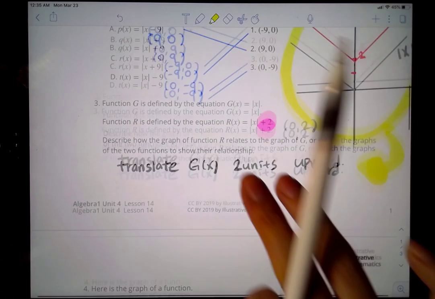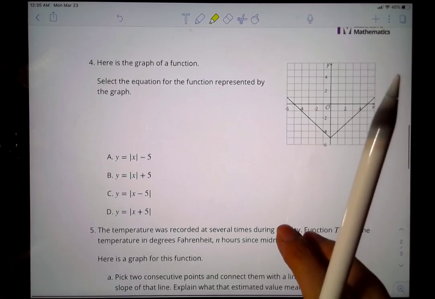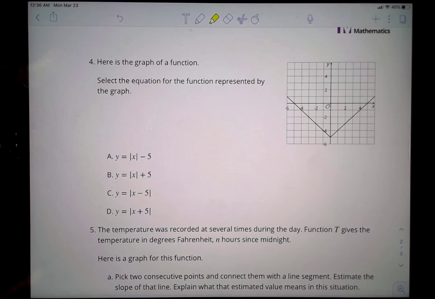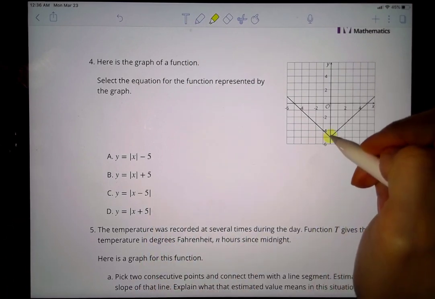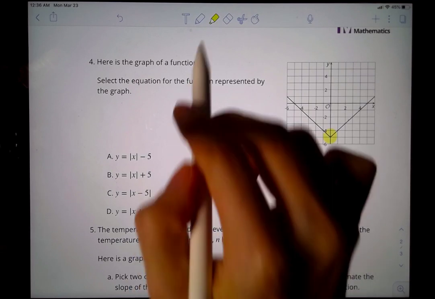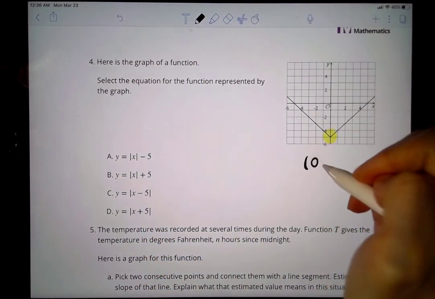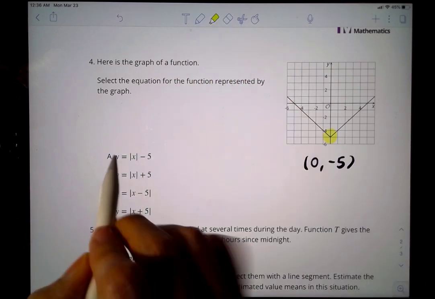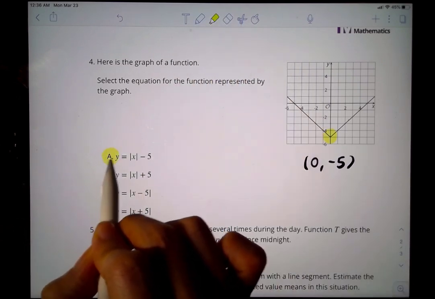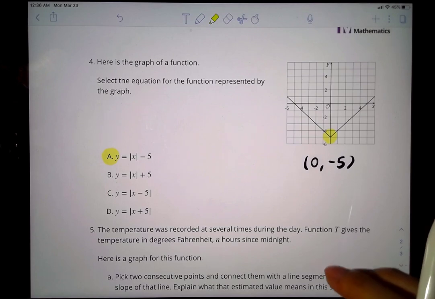Alright. And number 4, guys. Number 4, here's the graph of the function. Select the equation for the function represented by the graph. So most of you got this one right. I'm so proud of you guys. So your vertex is right here, which is, what's your vertex? (0, -5), right? So we need to find the function that has (0, -5) for the vertex. So that is right here. A is my answer. Right?